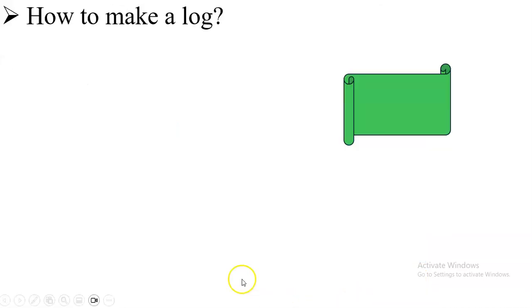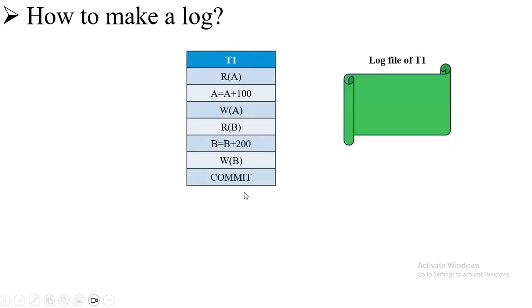Then how to make a log? Let us see that. Let's say this is a transaction T1 which has these particular tasks in it. The first one is read of A, A is equal to A plus 100, write of A, read of B, B is equal to B plus 200, write of B and commit. Now this is the database. Initially A has a value of 300, B has a value of 600. Now let us see how these particular logs are maintained. First, which particular transaction started?